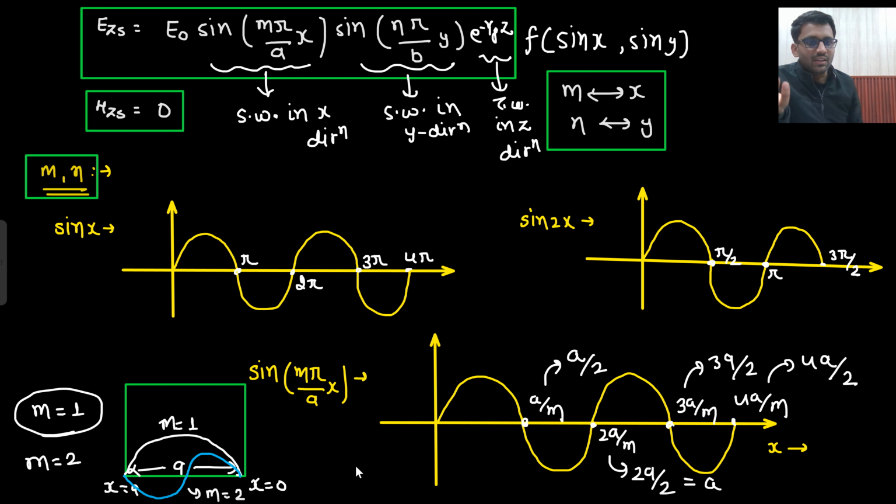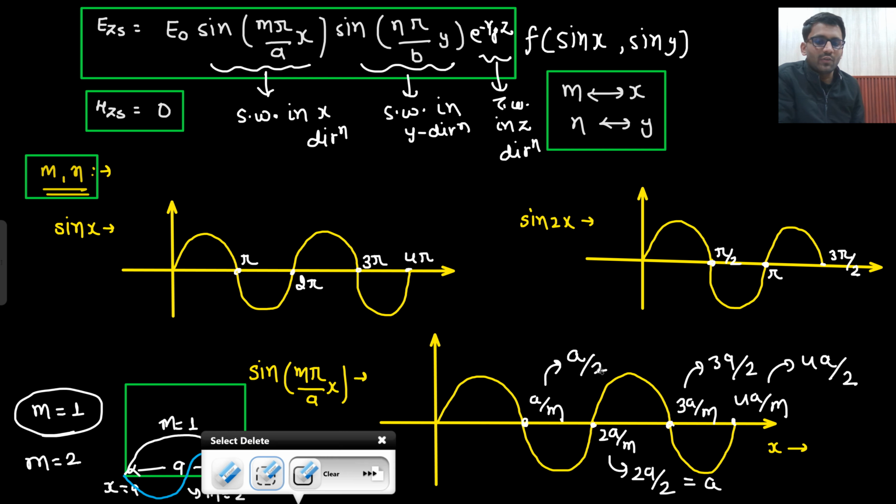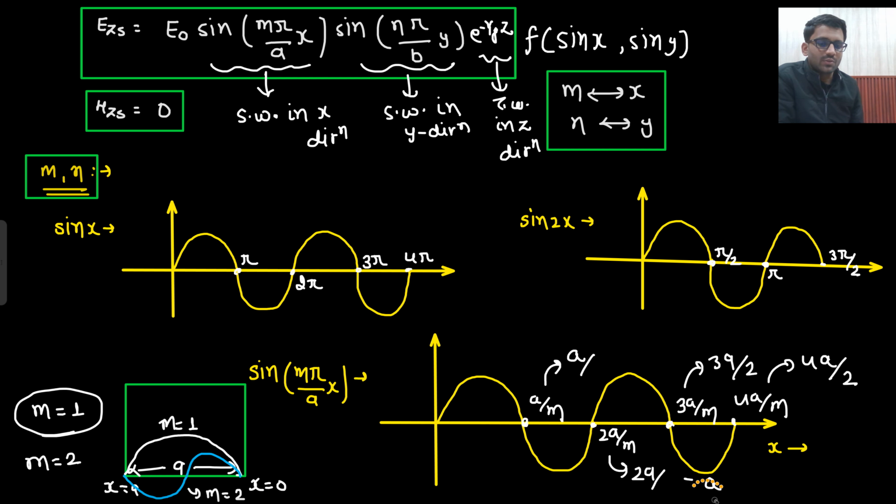If I put m equals 3, then what will happen? This will be a by 3, this will be 2a by 3, this will be 3a by 3, that will be a only. So from 0 to a, one half cycle, two half cycles and three half cycles. So three half cycles will come if I put m equals 3. We will not make it, otherwise the diagram will be complex. But you are understanding the point, right? Here three half cycles would have come.